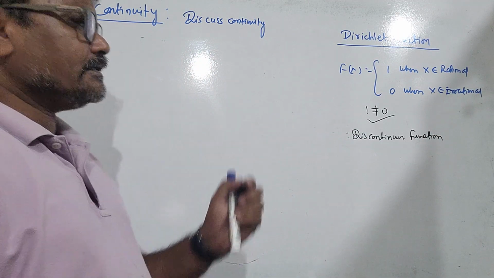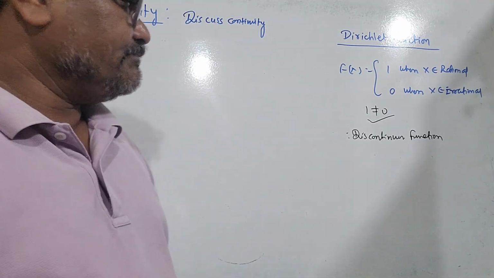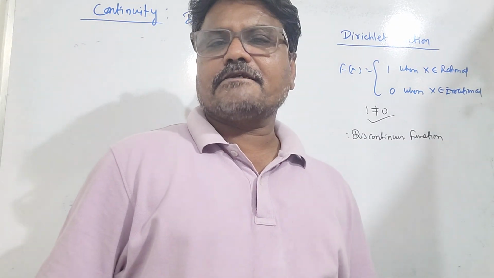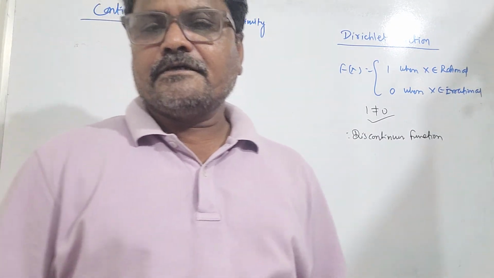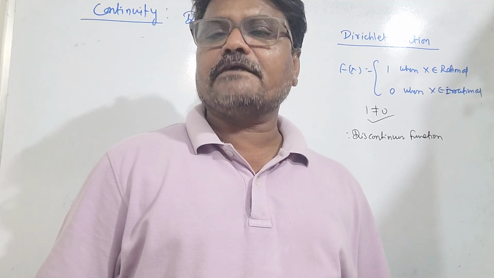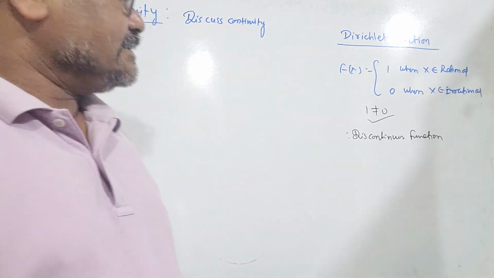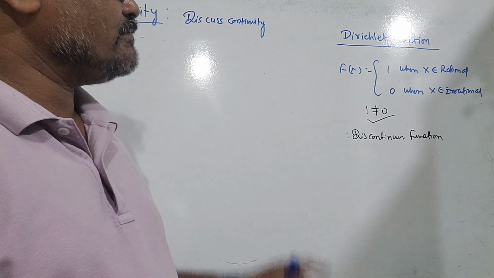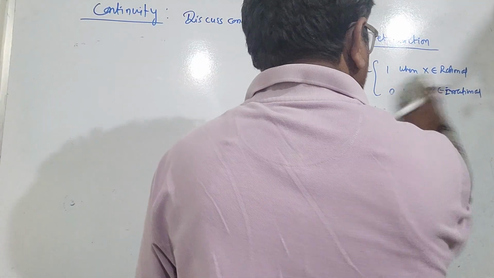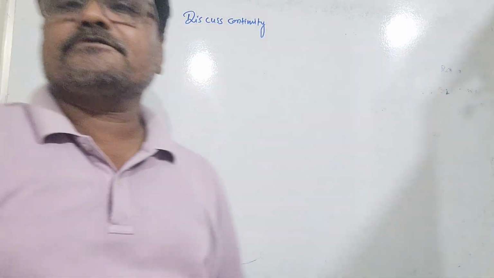You can take any point and find the left hand limit and right hand limit. You will see that the left hand limit, right hand limit, and the value of the function, all three are not equal. Correct? So therefore the function is always discontinuous. You should always remember that the Dirichlet function is a discontinuous function. Now we will solve one important problem. That problem is super important.